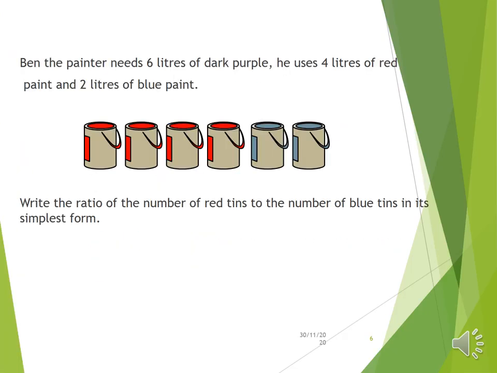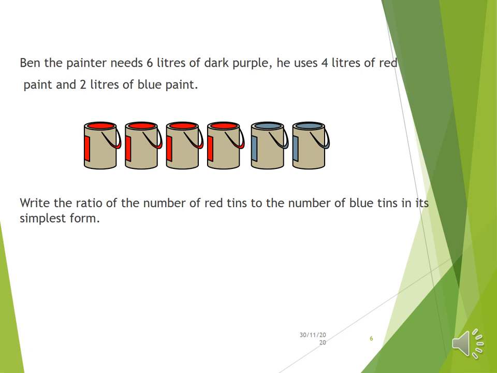Let's have a look at this question now. Ben, the painter, needs 6 liters of dark purple. He uses 4 liters of red paint and 2 liters of blue paint. So he wants to create 6 liters of dark purple. He uses 4 liters of red paint and 2 liters of blue paint. Let's look at the statement at the bottom. Write the ratio of the number of red tins to the number of blue tins in its simplest form.